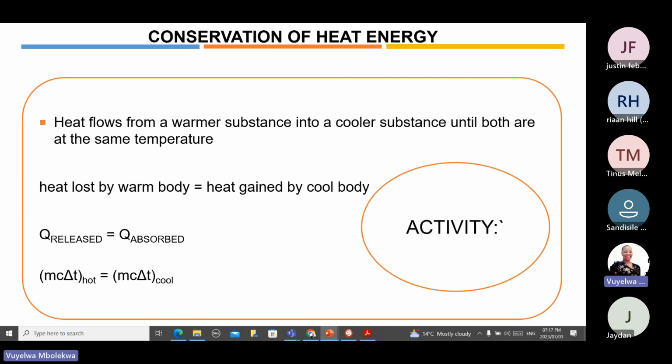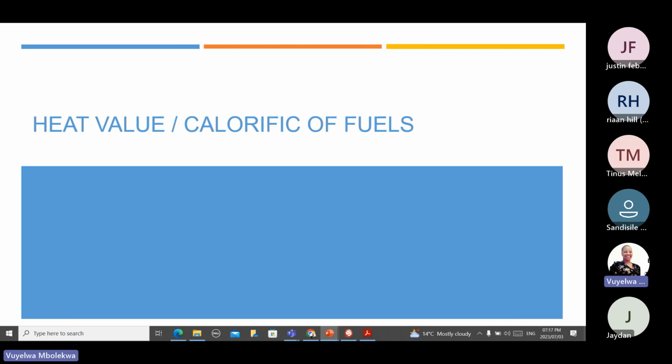So that is what we did in N2. The heat released equals the heat absorbed, which I said just now. If there is a third substance, you will look at whether that substance is absorbing or releasing, and then you will add it on the appropriate side.